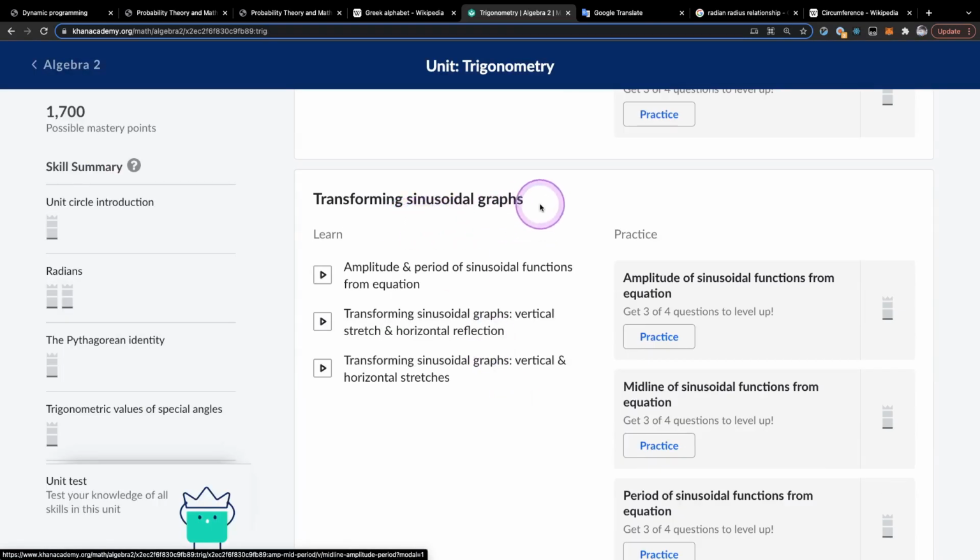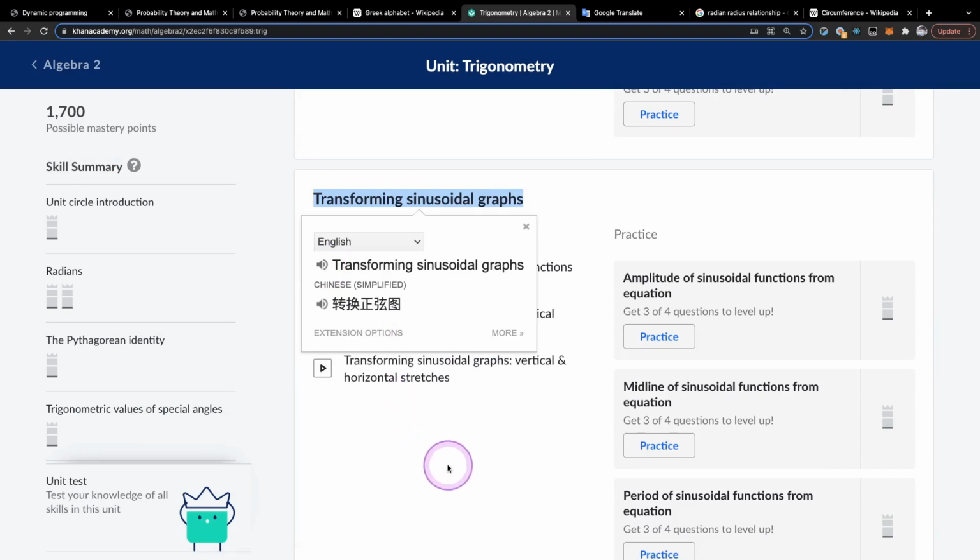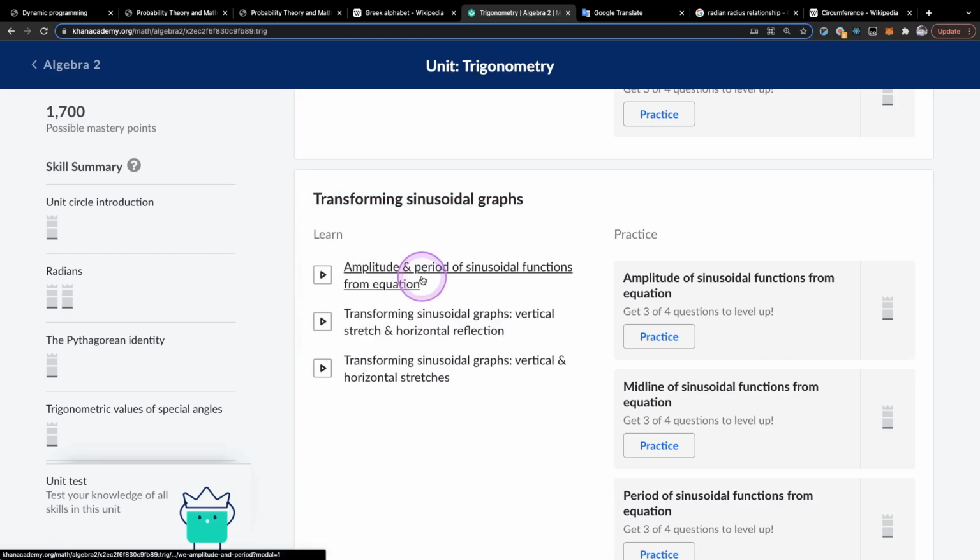Transforming sinusoidal graphs. That's a difficult word, sinusoidal. Yeah, I have no idea about that.